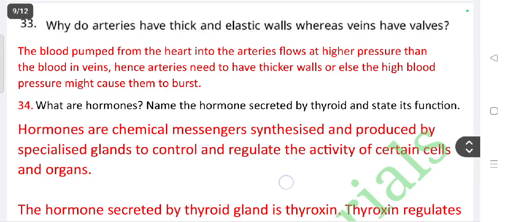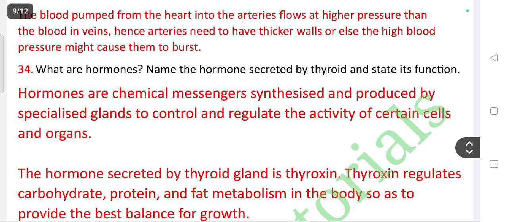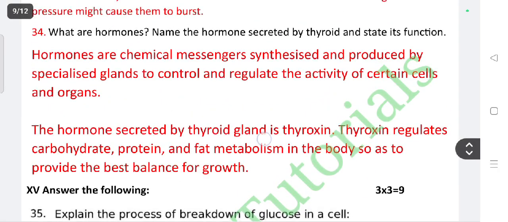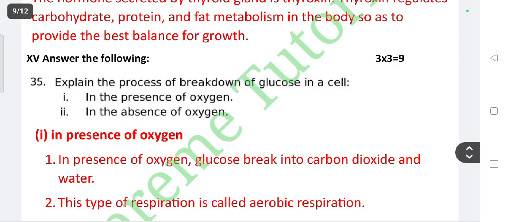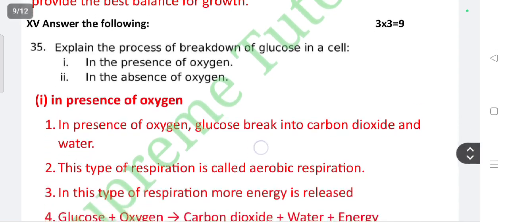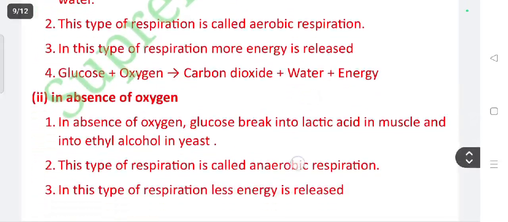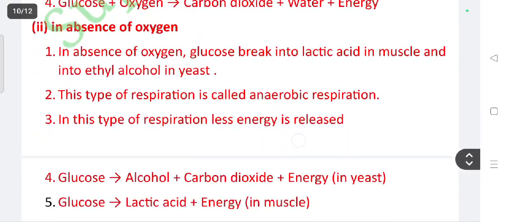Then what are hormones? Name the hormones secreted by the thyroid and pancreas. I'm not explaining each and everything because you know the reason. The video will become very long. So question number 34 answer is this. Then come to the next main question. Explain the process of breakdown of glucose in the presence of oxygen and in the absence of oxygen. So this is in the presence of oxygen and this one is in the absence of oxygen.